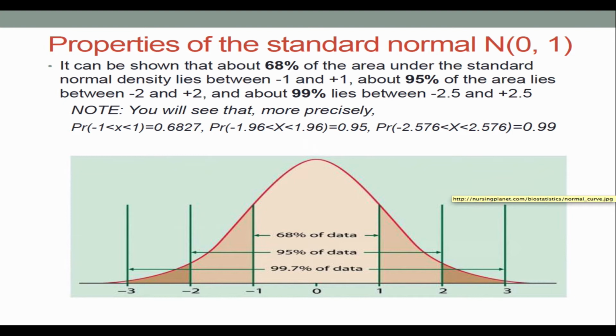For the general normal distribution, we say that 68% of the area under the general normal density lies between negative sigma and positive sigma. And there are 95% of the data between -2 and +2 for standard normal distribution. There are 99% of the data between -2.1 and +2.1. This is always true for the standard normal distribution. You can see most of the data is within plus and minus 3 standard deviations for a normal random variable.